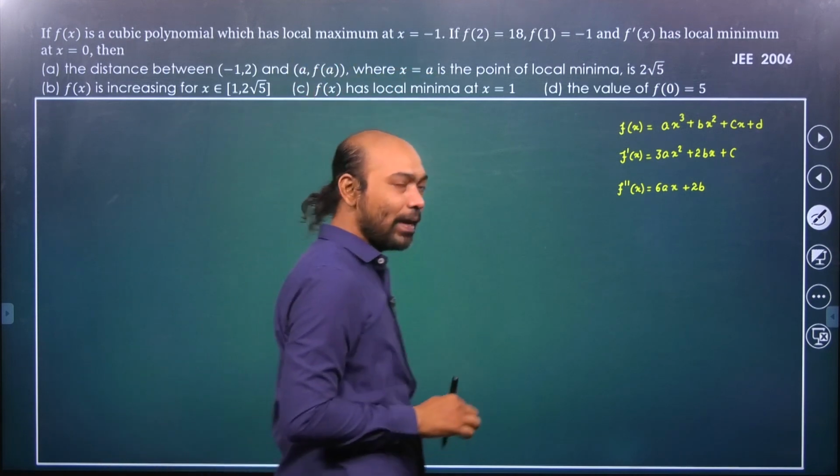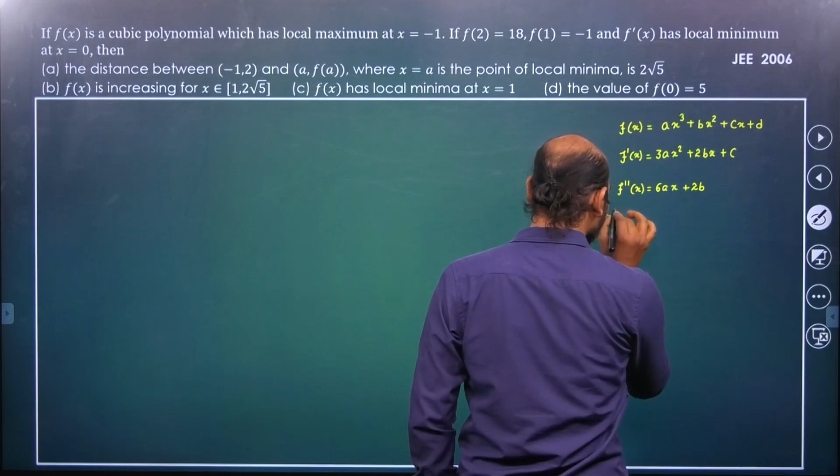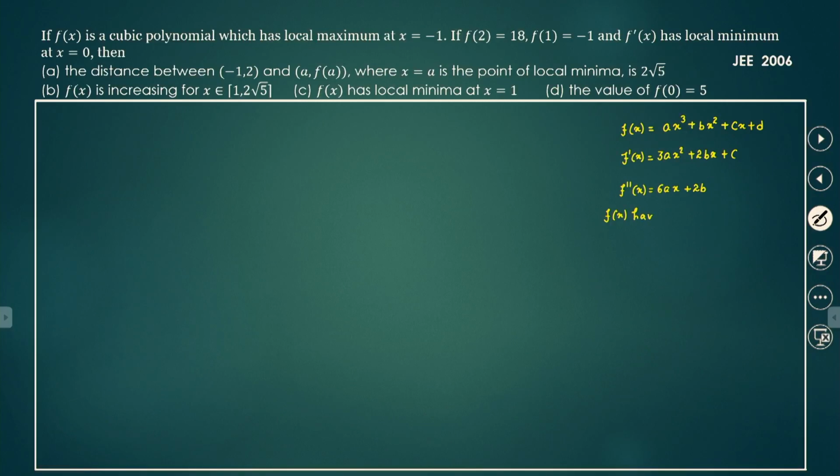It says that it has a local maximum at x equal to -1. So f(x) having local max at x is equal to -1. So as we are having x equal to -1, we can say that f dash of -1 is definitely equal to 0. Let's substitute that. So we'll get 3a minus 2b plus c equal to 0. Make that as equation number 1.